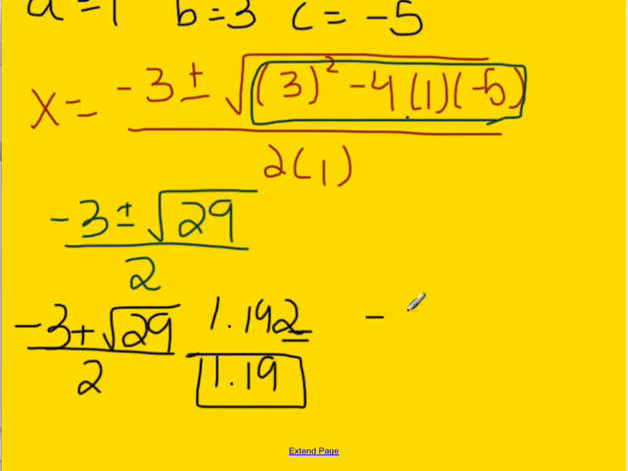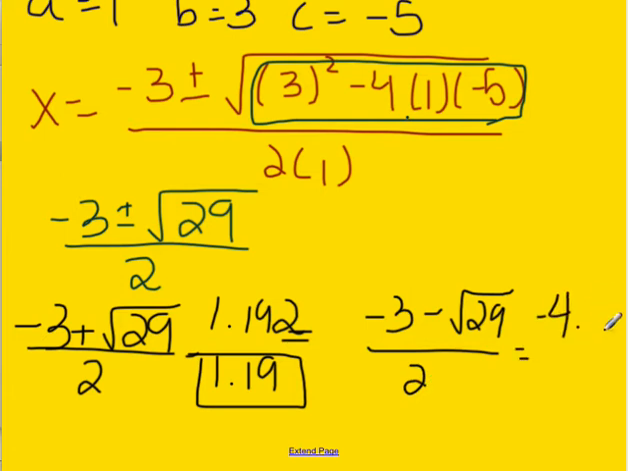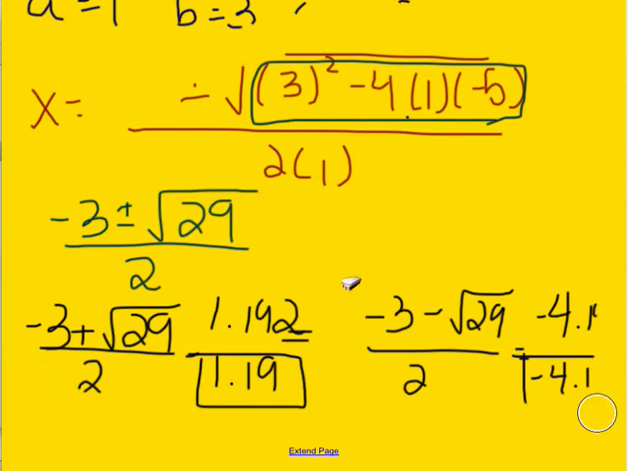Now I want to do that with the negative version. So negative 3 minus the square root of 29. Hit enter in your calculator, then divide by 2. And when you do that, you get negative 4.192. Again, that third number is less than 5, so I'm going to keep it the same when I round. So negative 4.19 is your final answer for number 3. So we're going to erase that. Let's go ahead and take a look now at number 4.